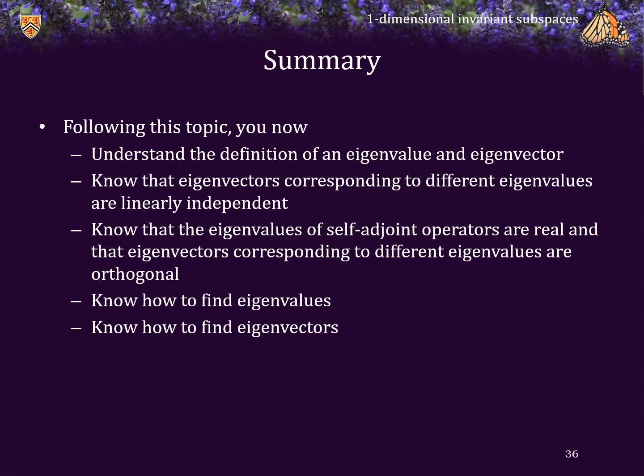Following this topic, you now understand the definition of an eigenvalue and an eigenvector. You know that eigenvectors corresponding to different eigenvalues are linearly independent. You know that the eigenvalues of a self-adjoint operator are real and that the eigenvectors corresponding to different eigenvalues of such an operator are orthogonal. You know how to find eigenvalues and you know how to find eigenvectors.